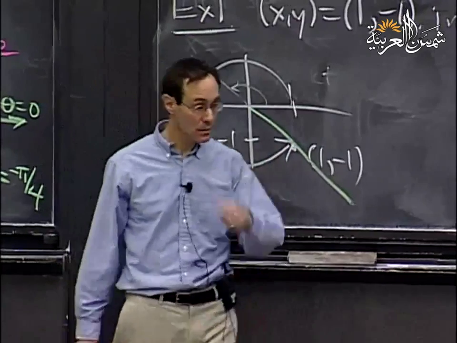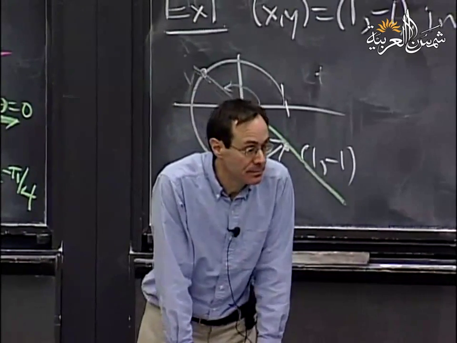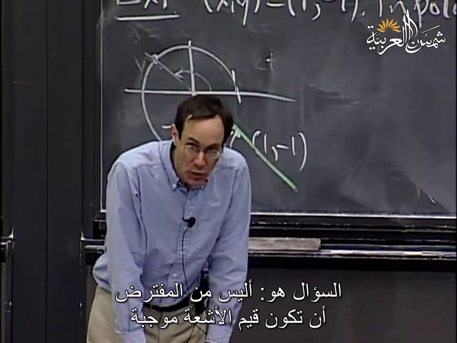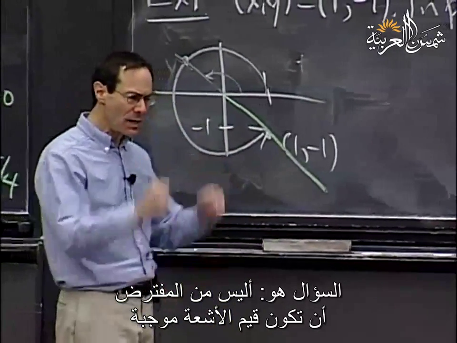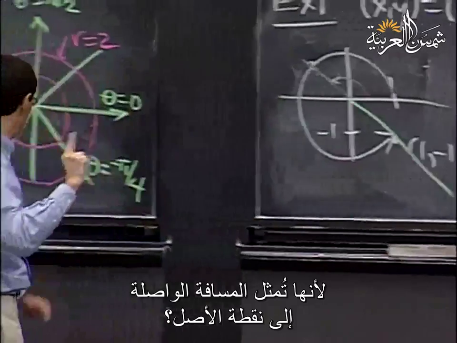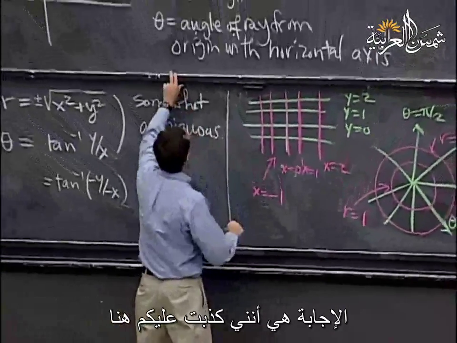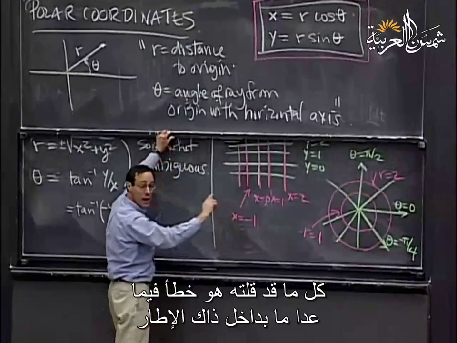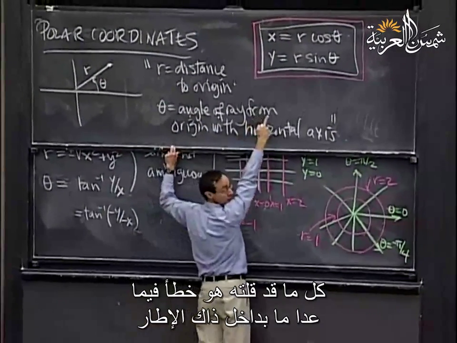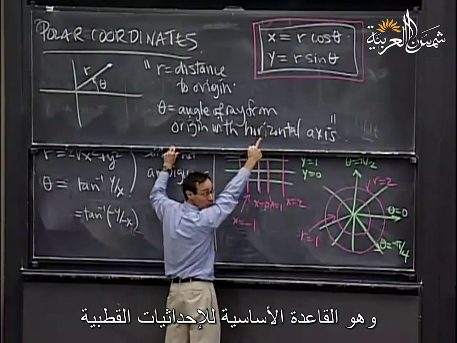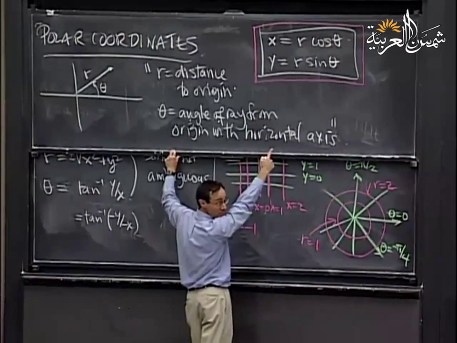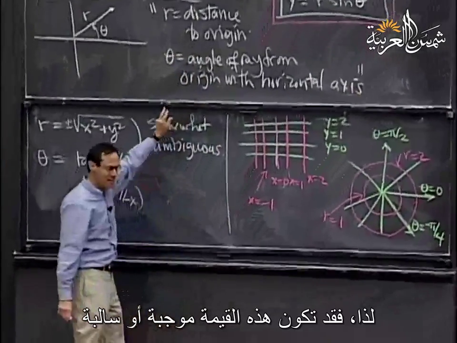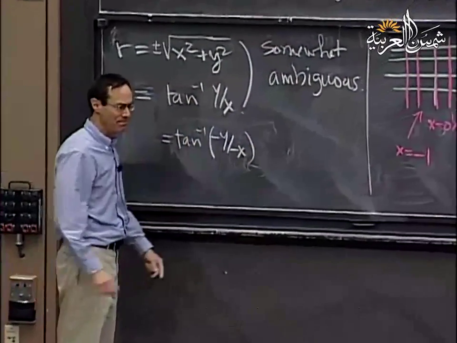The radiuses have to be positive because they represent a distance from the origin? Right. The question is, don't the radiuses have to be positive because they represent a distance to the origin? The answer is, I lied to you here. All of these things that I said are wrong, except for this, which is the rule for what polar coordinates mean. So it's maybe plus or minus the distance, is what it always is.